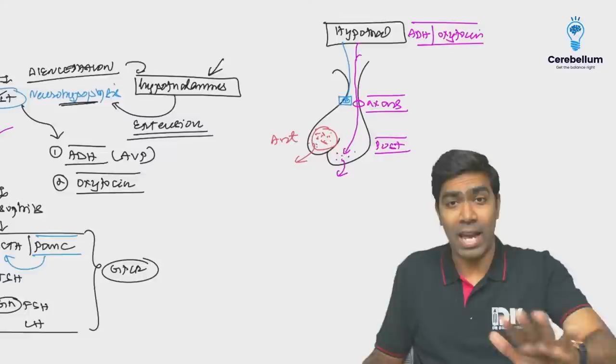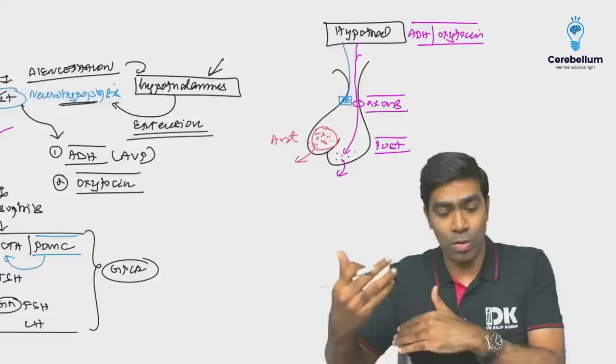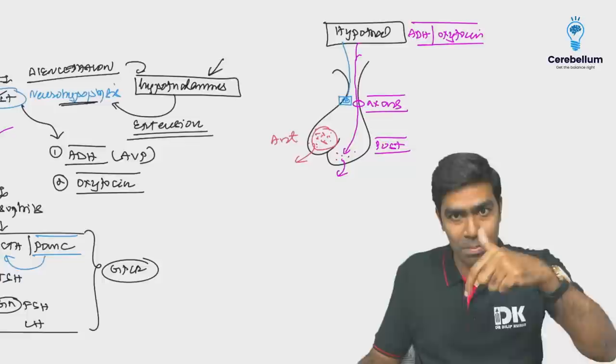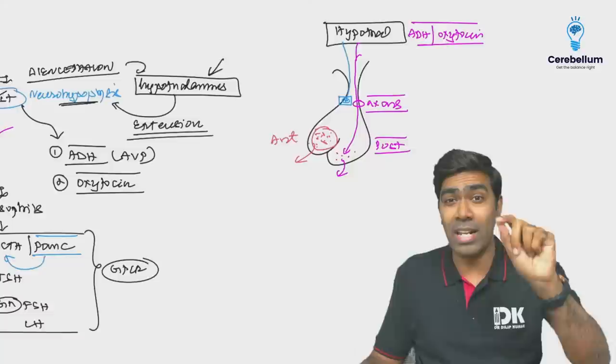They're going to release their factors, which could be stimulating factors or inhibiting factors, at the median eminence. Then how do these come into the anterior pituitary? That is why we have something called the portal system.